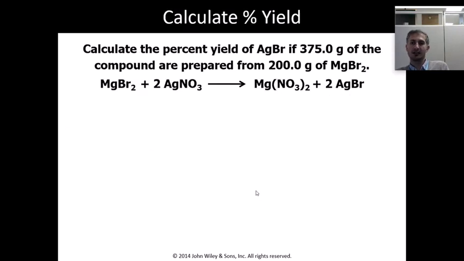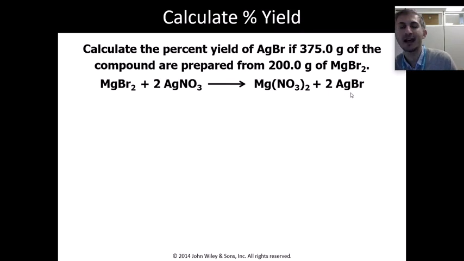Let me work on one example. The question says calculate the percentage yield of the AgBr if 375 grams of the compound are prepared from 200 grams of magnesium bromide. Look here, I'm going to see which one is the actual yield. Actual yield is the amount of the product given by the problem. Which one is a product here? Magnesium nitrate, silver bromide. It says 375 grams of AgBr. The amount of the product is the actual yield.